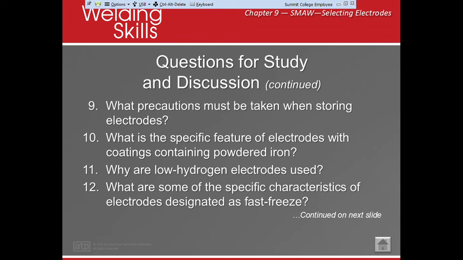What are some of the specific characteristics of electrodes designated as fast freeze? Fast freeze is the F3 group. It produces a crisp, deep penetrating arc and a fast freeze weld bead. Fast freeze electrodes produce a thin, tough slag and a flat to slightly concave bead. They're used for all position welding for fabrication, repair work, and joints with poor fit up. They are preferred for vertical and overhead positions.